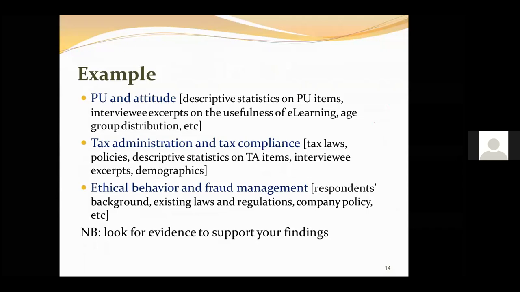So look at the mean for that particular item, and then you'll be able to make your discussion in line with that item. When people perceive that using e-learning will improve their performance, definitely this will translate to a positive attitude. And that accounts for the positive and significant relationship there. Look at the interview excerpts. What are people saying on the usefulness of e-learning?